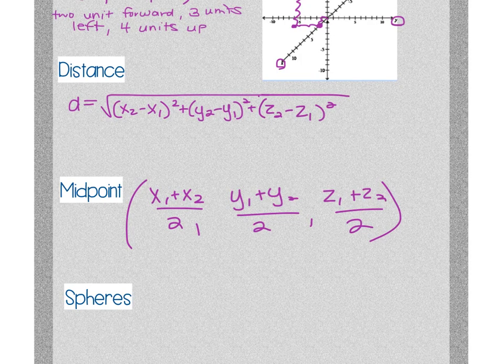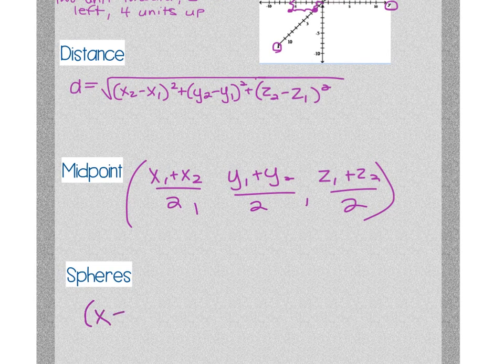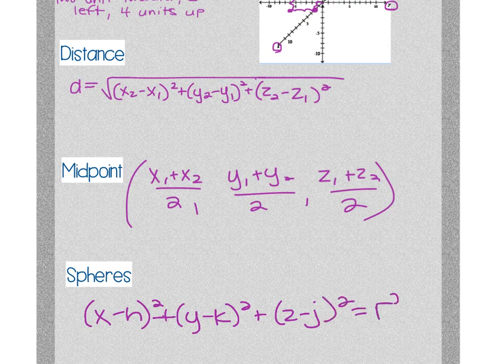And then the spheres was the last thing. So just (x minus h) squared plus (y minus k) squared plus (z minus j) squared equals r squared. And the last question we saw where I gave you the center and the radius, or you had to complete the square, or I gave you the endpoints of the diameter, you had to find the midpoint and the radius to do it.